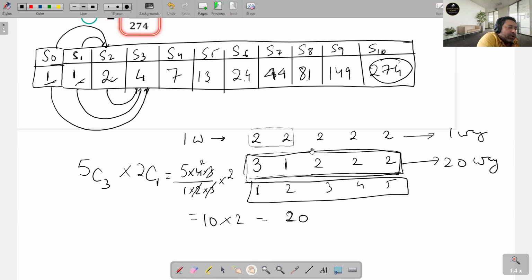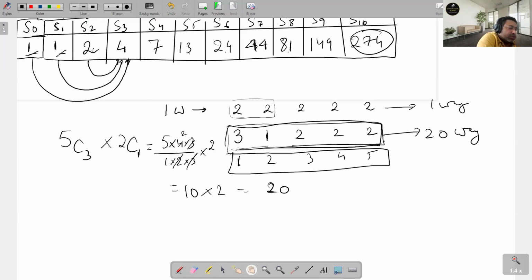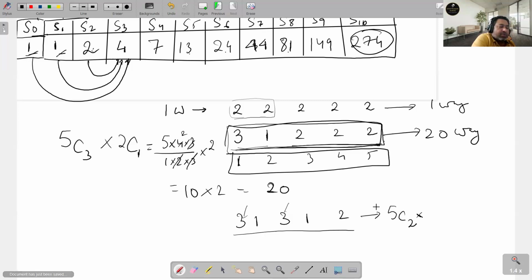Now we are going to do further: we'll take this one and replace another 2 with a 3, so 3, 3, 1, 2, 1. Again, for the 3s, we are going to do a 5 choose 2. Then out of the 3 remaining places, we'll choose one place for the 2, so 3 choose 1. The remaining two ones will automatically fit in, whatever is left. So 5 choose 2 is the same as 5 choose 3, which is 10, multiplied by 3. This will be 30 ways.